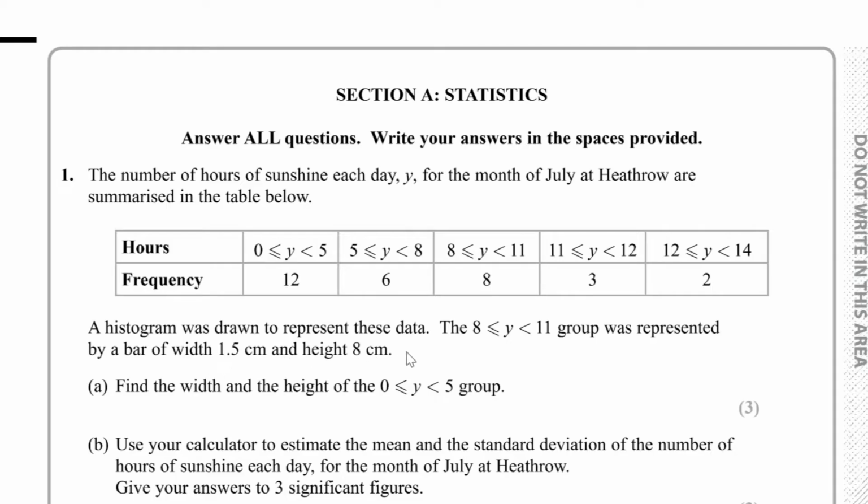A histogram was drawn to represent these data. The category 8 ≤ Y < 11 was represented by a bar of width 1.5 centimeters and height 8 centimeters. For part A, we have to find the width and the height of the 0 ≤ Y < 5 group.